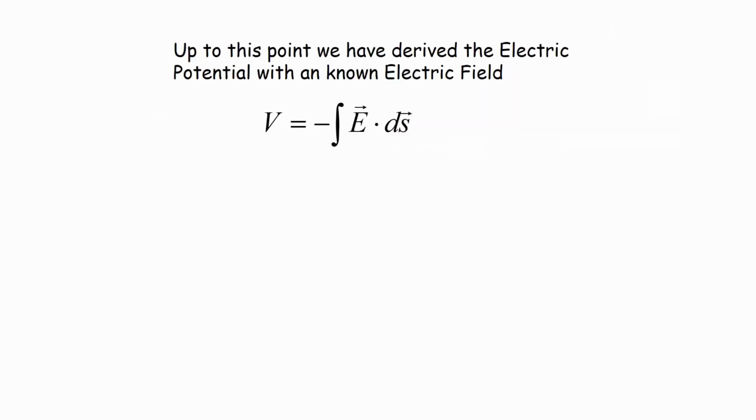So, up to this point, we have derived the electric potential, not electric field, with a known electric field. We have a path we take, and from that, we can determine the potential just based on the direction of our path.